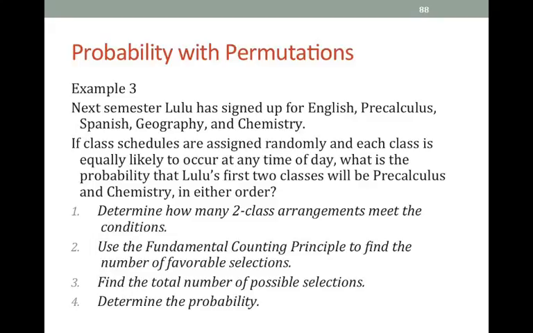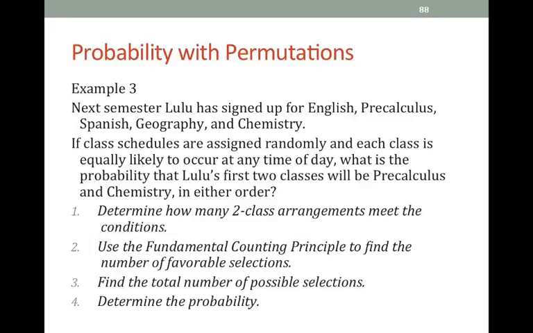Next problem. Lulu signed up for classes. You've got English, pre-calc, Spanish, geography, chemistry. Sounds similar to a problem we've done before. If class schedules are assigned randomly and each class is equally likely to occur at any time of day, what's the probability that Lulu's first 2 classes will be pre-calc and chemistry in either order?